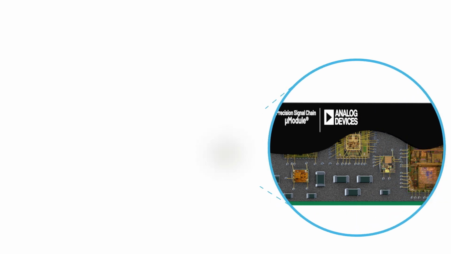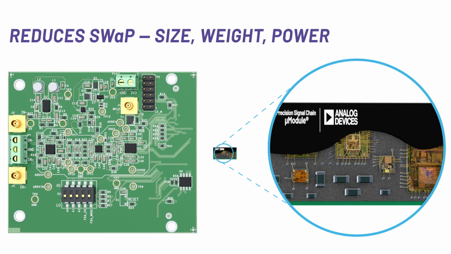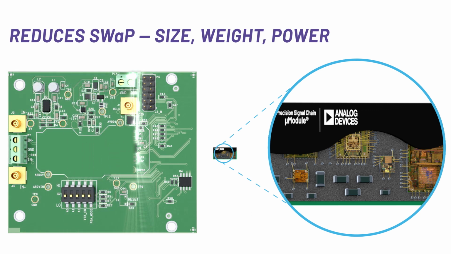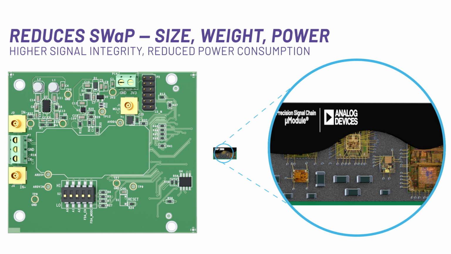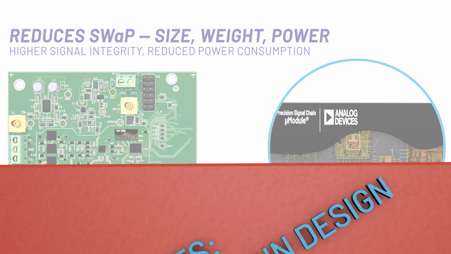3D assembly technology reduces SWaP: size, weight, and power. Interconnectivity parasitics such as inductance, capacitance, and resistance are reduced, enabling higher signal integrity and reducing power consumption. Footprint reduction also enables more functionality in a smaller footprint.